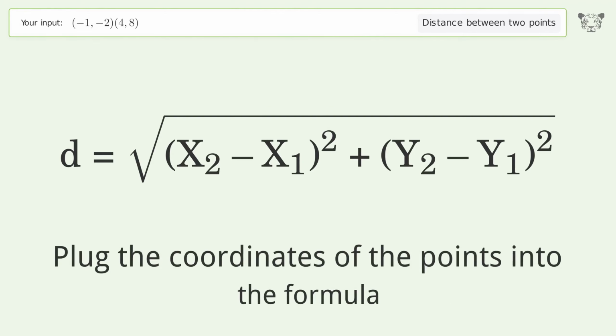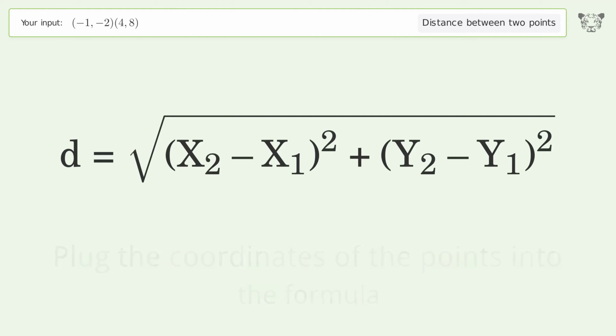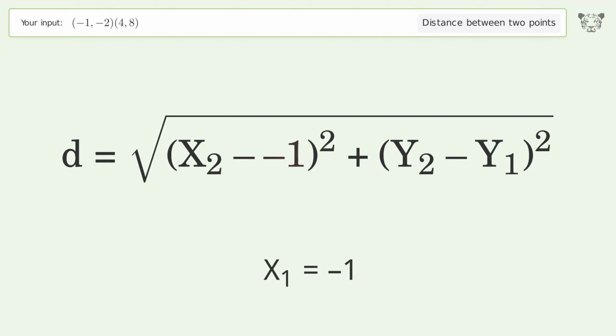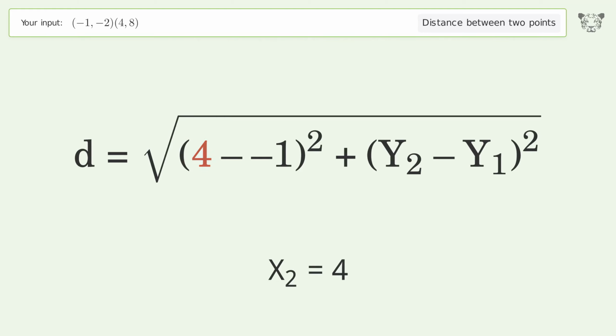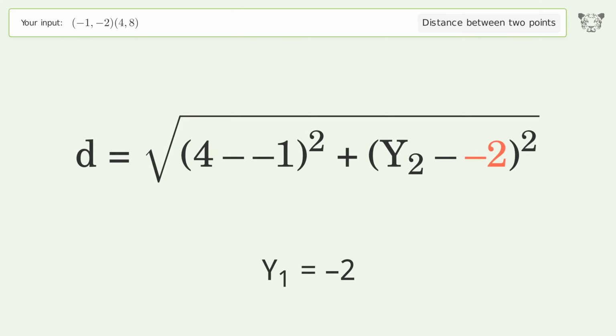Plug the coordinates of the points into the formula. x1 equals -1. x2 equals 4. y1 equals -2. y2 equals 8.